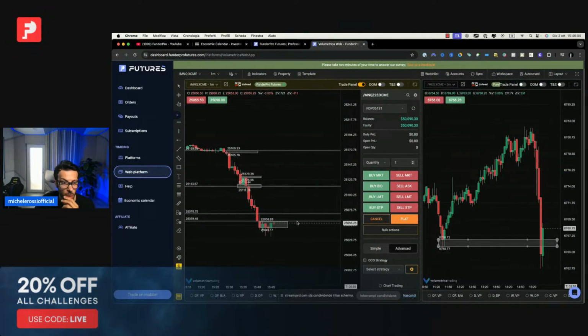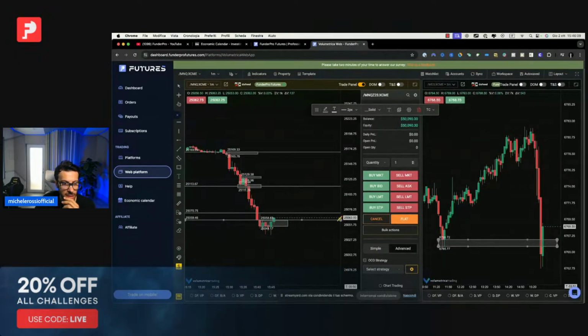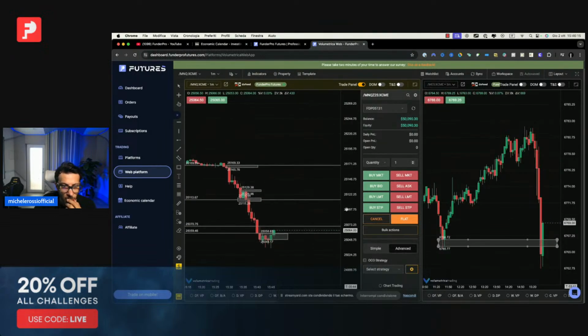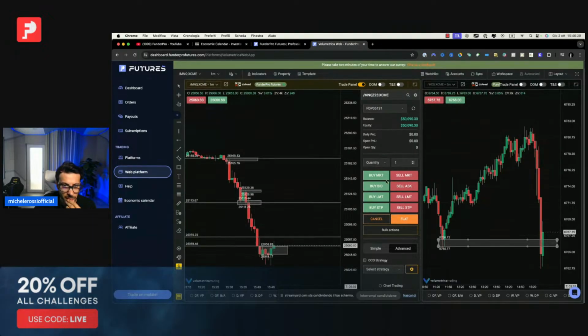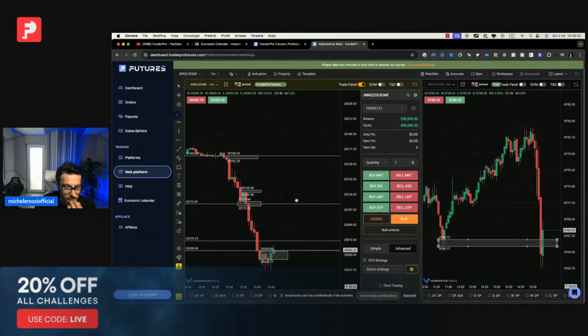Let's see, we have the orb. Let's see if we have a nice reversal right here. I want to see this. 1, 2, let's go. This is gonna be my partial. This is gonna be my full TP. If what I'm looking for is happening, it's gonna happen right now.